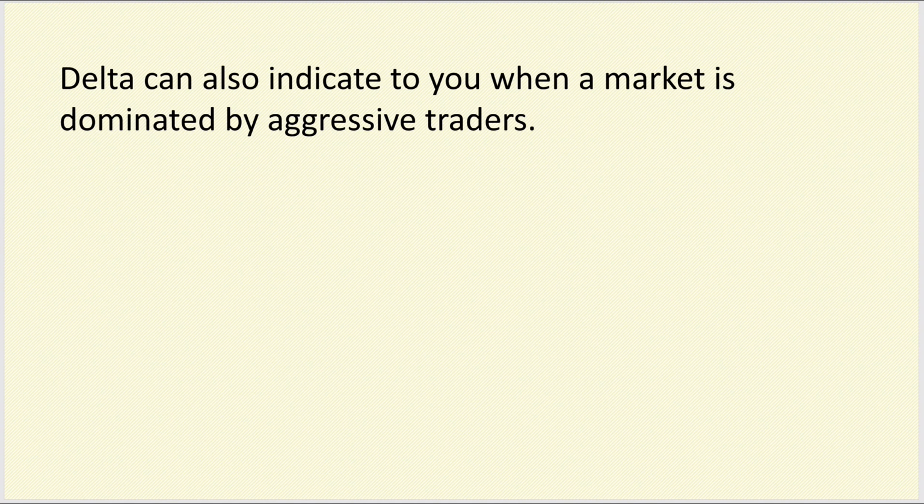Now, delta is going to indicate to you when a market is dominated by aggressive traders. Like I said, positive delta is aggressive buyers. Negative delta is aggressive sellers. This is going to be important once you start putting it together with the context of the market. For some reason, traders like to lose track of context. They often take a signal based on an indicator, and they don't take it in context of what the market is doing overall.